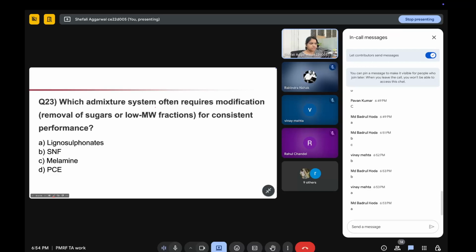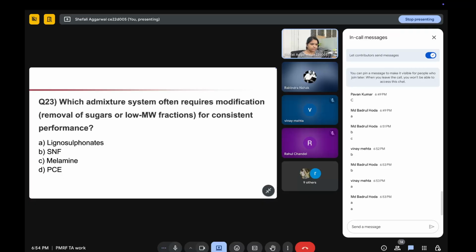Which admixture system often requires modification for consistent performance? Lignosulfonates, SNF, melamine, or PCE? A. Lignosulfonate. Correct. If you add more sugar, there are chances of retardation. Therefore you need modification when you are adding lignosulfonate to adjust your acceleration, retardation or the property you need.